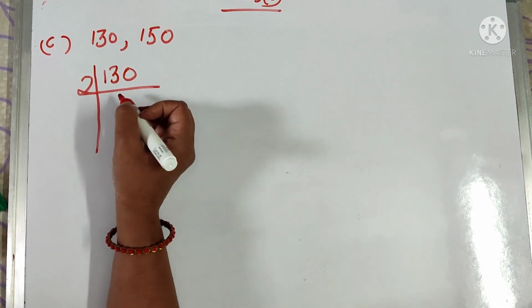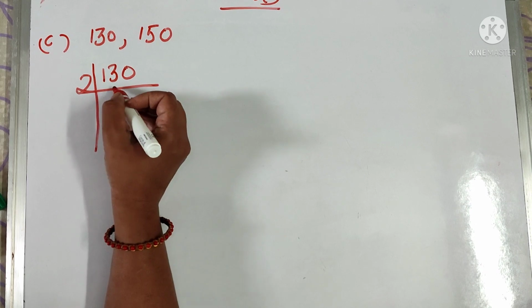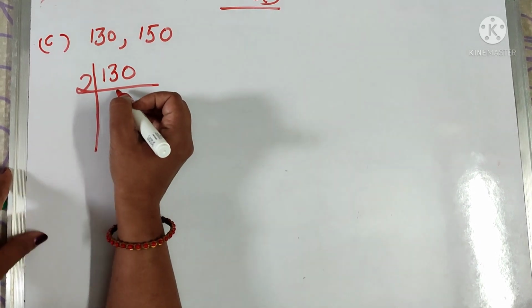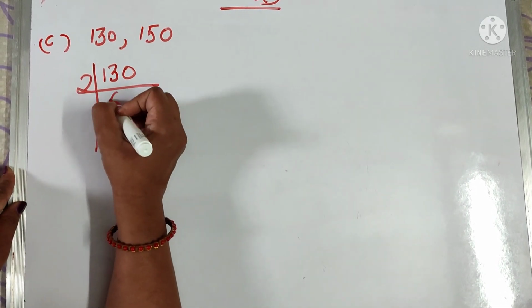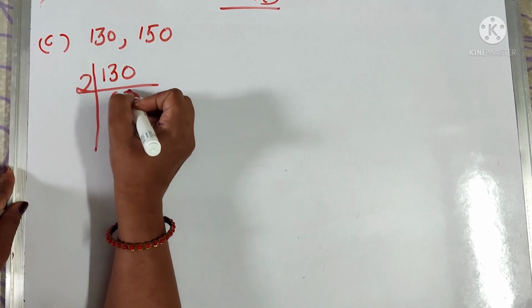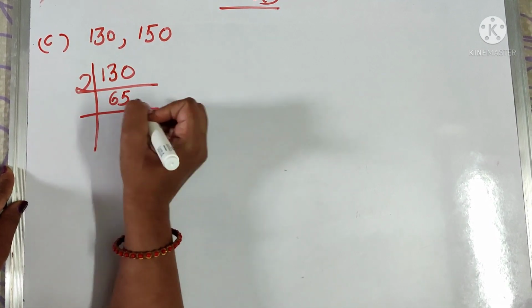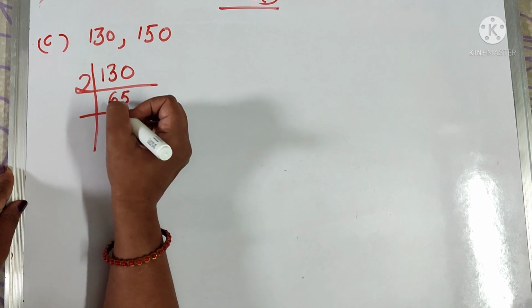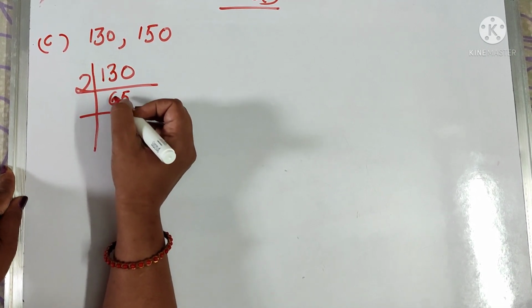First I will divide 130 by 2. I can do it mentally. If you are unable to do it mentally, you can do it in the rough column. 2 6s are 12, 2 5s are 10, 2 65s are 130. Now 65 will not get divided by 2, so we will move to the next prime number.